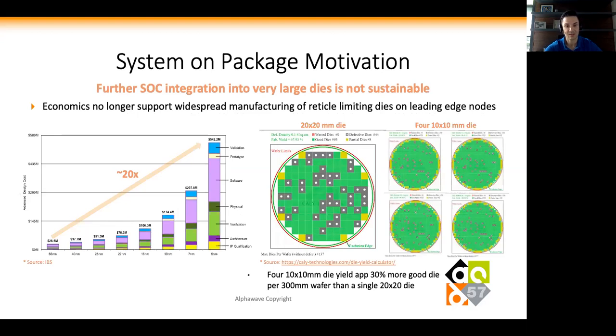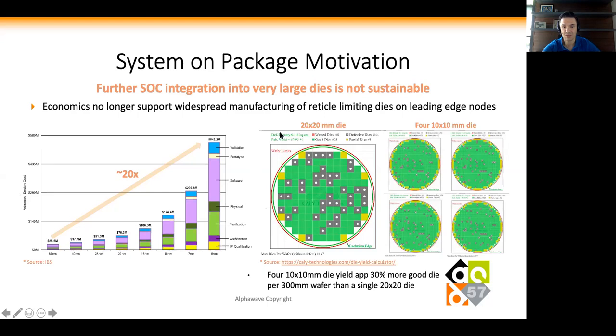What's driving system on package architectures? To get to the root of it, we need to understand what's happening to development costs and what's happening to manufacturing costs. So what you see in this plot on the left from IBS is that from 65 nanometer to 5 nanometer, large die costs have gone from tens of millions to hundreds of millions, an increase of over 20 times for a SoC development.